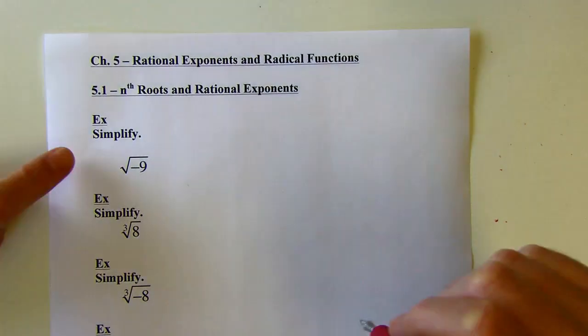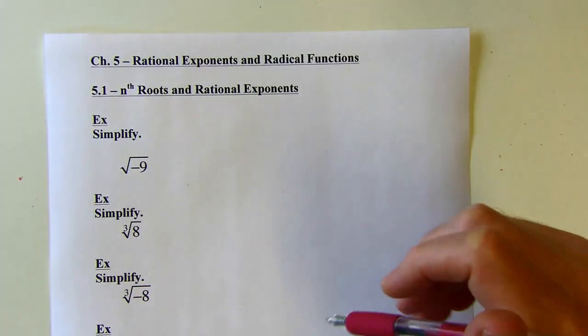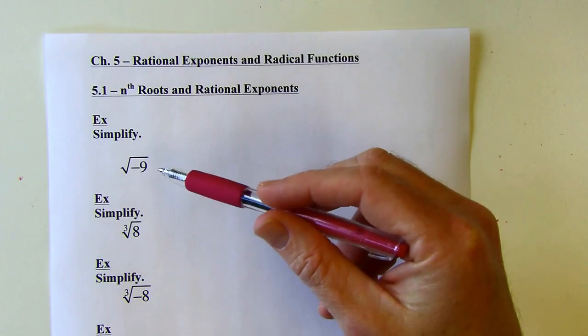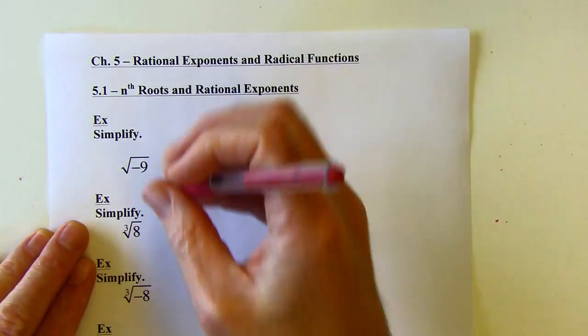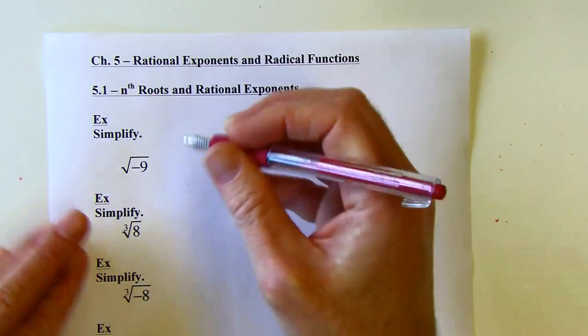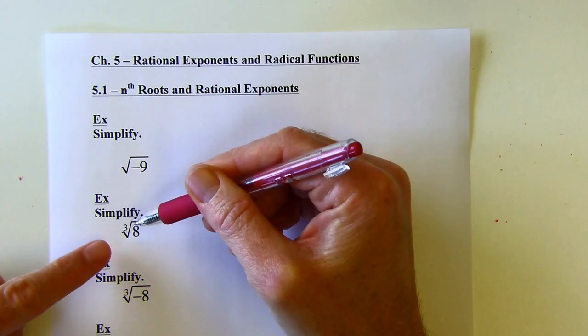Okay, gonna simplify the square root of -9. So I'm thinking what times itself equals -9? Well, nothing times itself is gonna equal a negative. But first off, you can see we're gonna get into cube roots and other roots.